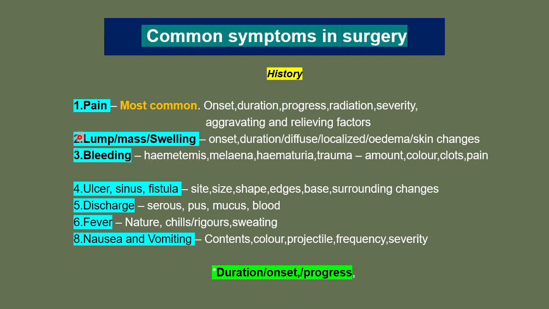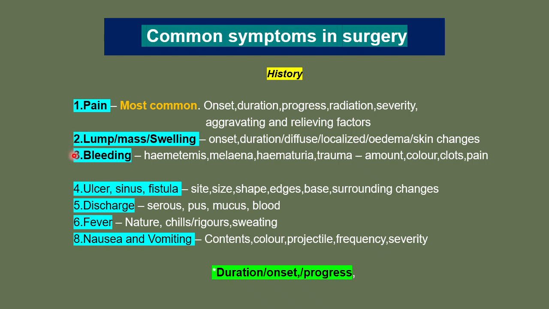The second most important symptom is a complaint of a lump, mass, or swelling in some part of the body. Again, it is important to address the onset, the duration, whether it is localized or diffuse, associated swelling or edema, the skin changes, and also the color of the skin overlying the lump.